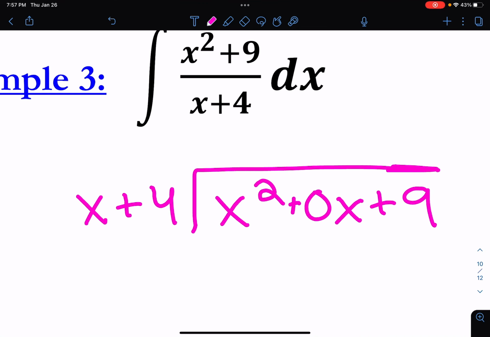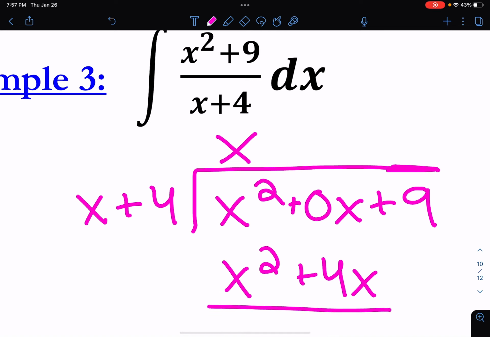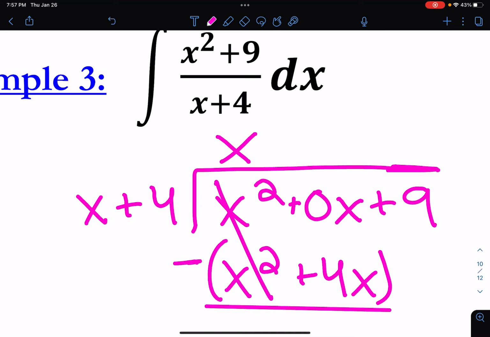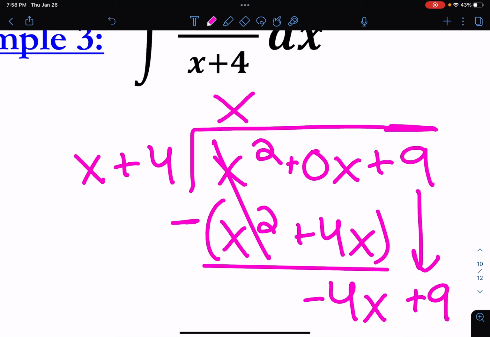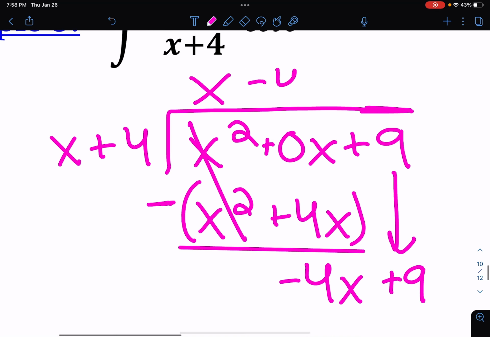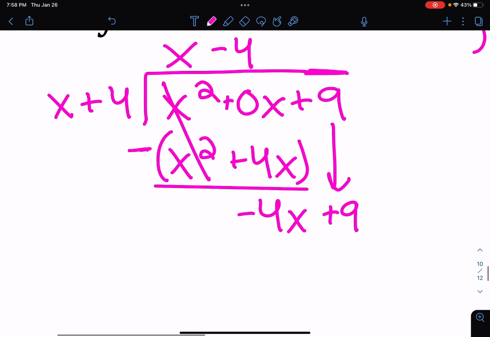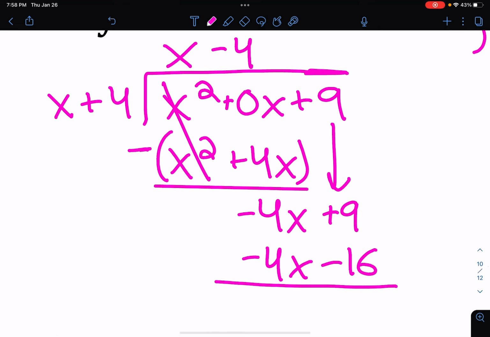All right, so let's do this. X times what gives me x squared? That'll just be an x. So this is x squared plus 4x. Right, I'm going to go ahead and subtract. X squareds cancel. 0 minus 4x is negative 4x. And so I'll bring the plus 9 down. X times what is negative 4x? That'll be negative 4. And so now I'll distribute. I'll get negative 4x minus 16.